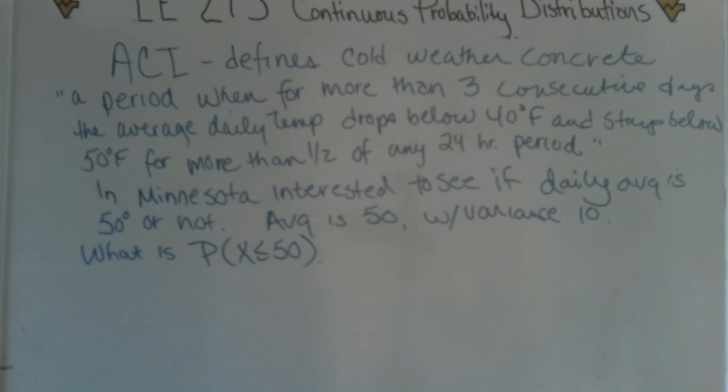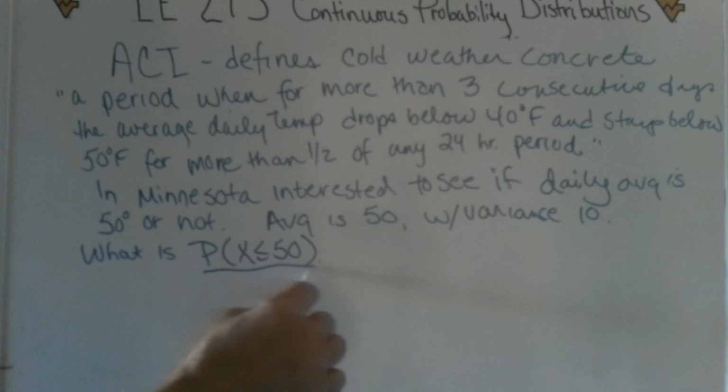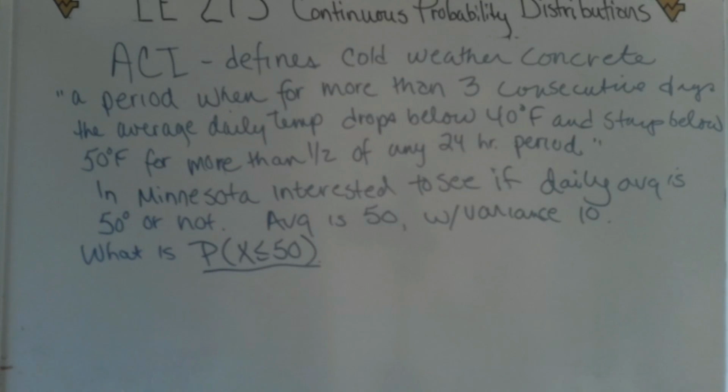In the construction area in Minnesota, we are interested to see if the daily average is below 50 degrees or not. It is established that the temperature is normally distributed, with a mean of 50 and a variance of 10. What is the value for the probability that x is less than or equal to 50?